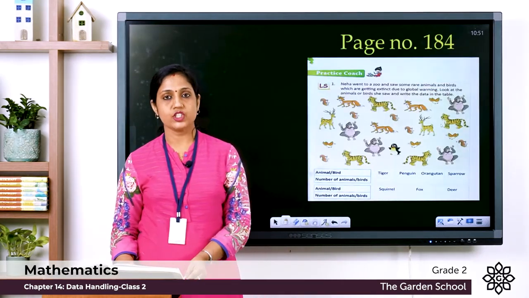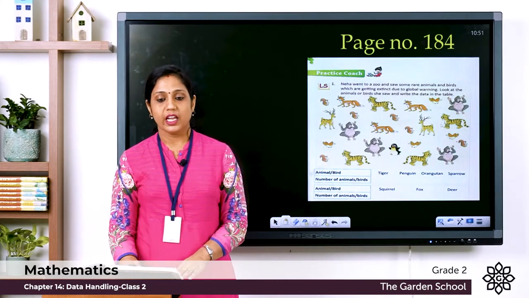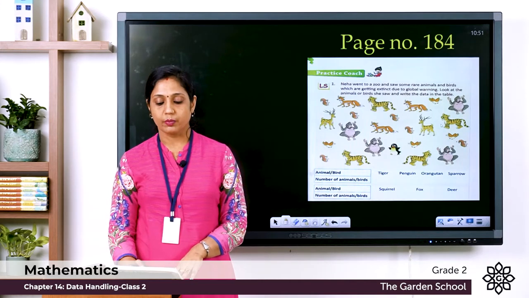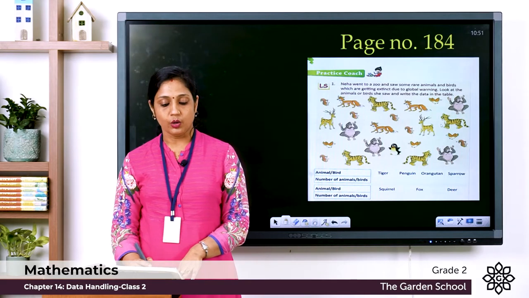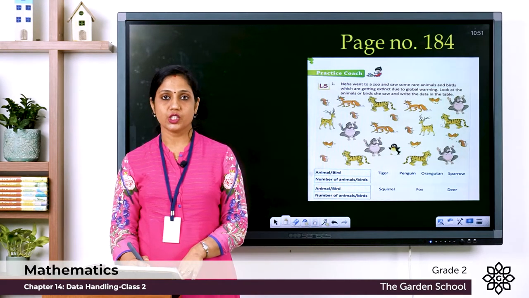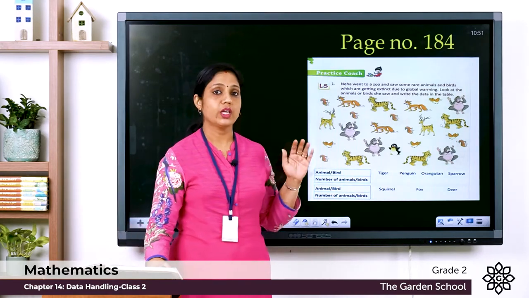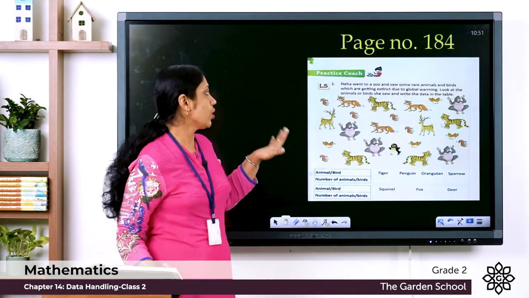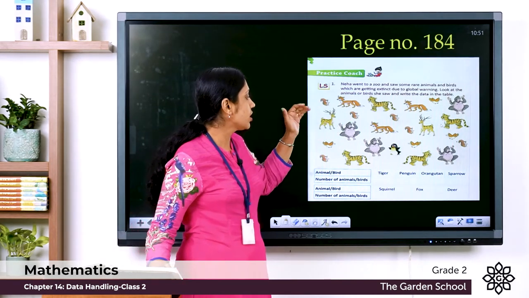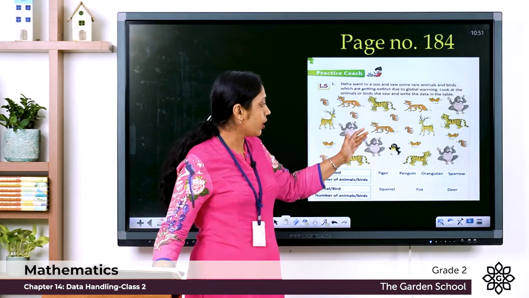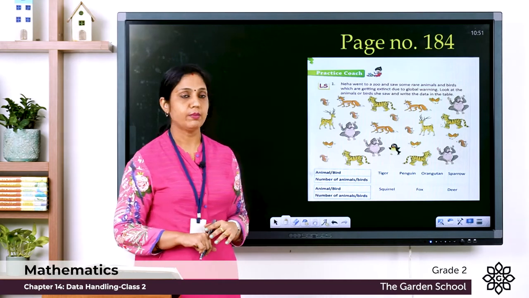Moving on to our next page, 184, we have the practice coach. So let's see the question. Neha went to a zoo and saw some rare animals and birds which are getting extinct due to global warming. Look at the animals or birds she saw and write the data in the table. So you can see here some animals are given. So Neha went to the zoo and she saw some animals. So what all animals are here? You can see tiger, fox, squirrel, sparrow, orangutan, deer. So what we have to do? We have to write down the number of animals here.